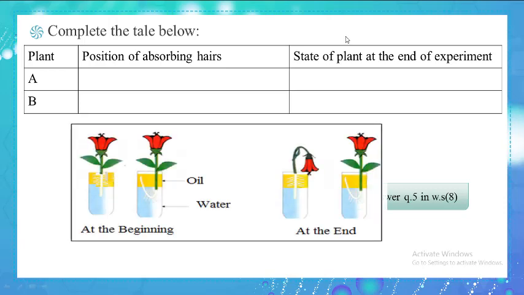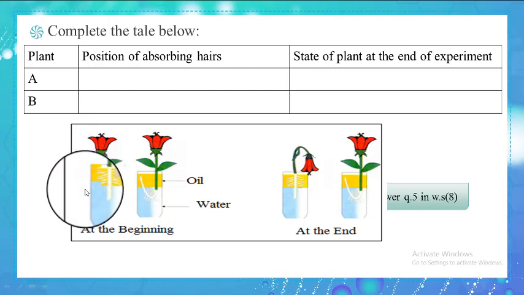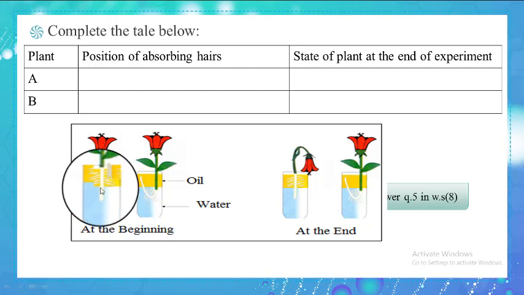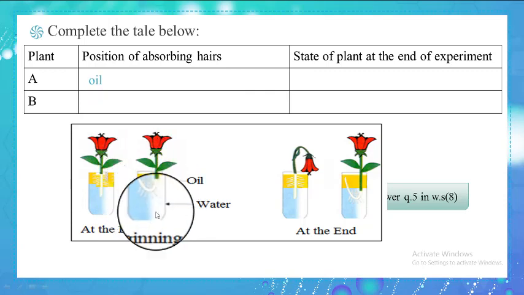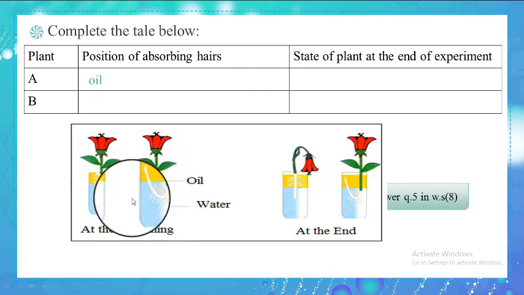What is the position of absorbing hairs in plant A? This is plant A. Where are the absorbing hairs present? They are present in the oil. Where are the absorbing hairs of plant B present? Observe the figure, please. Where are they present? In the water. What happened to plant A at the end of the experiment?